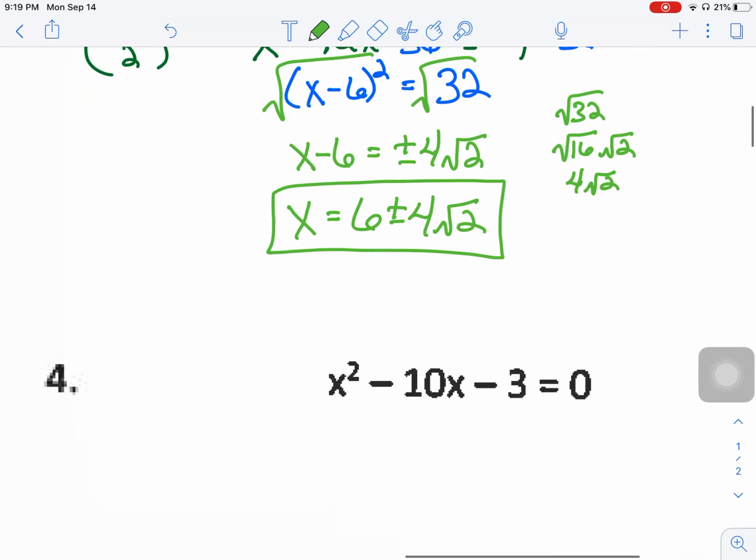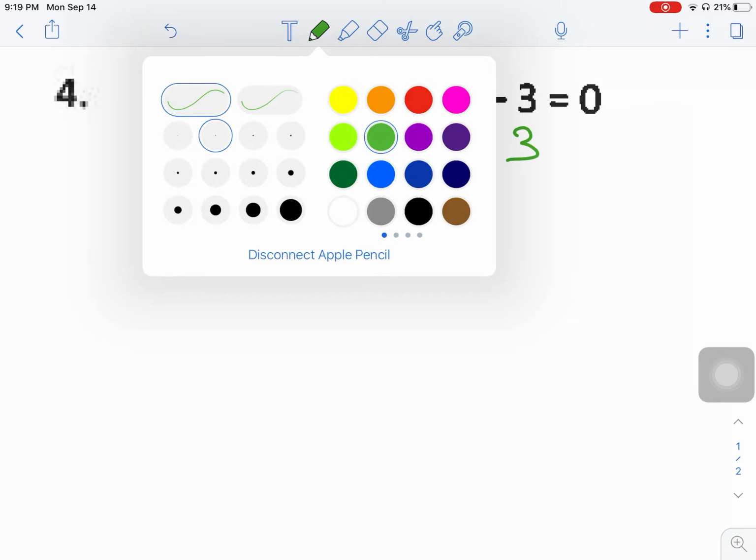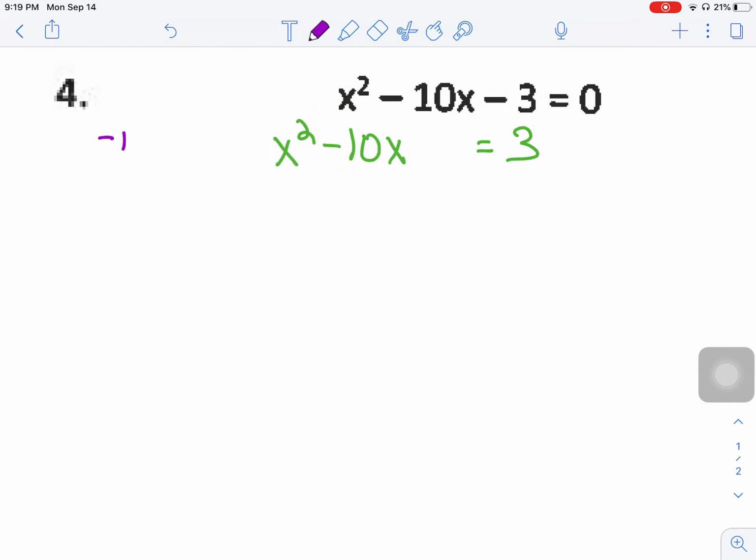Let's go ahead and slide on down to number 4 here. Number 4, it's in standard form. Again, I'm going to go ahead and take that constant of negative 3 and move it. So x squared minus 10x is equal to 3. And what I want to think about is taking that b value, chopping it in half, and then squaring it to complete the square. So negative 10 chopped in half is negative 5. Negative 5 squared would be positive 25.